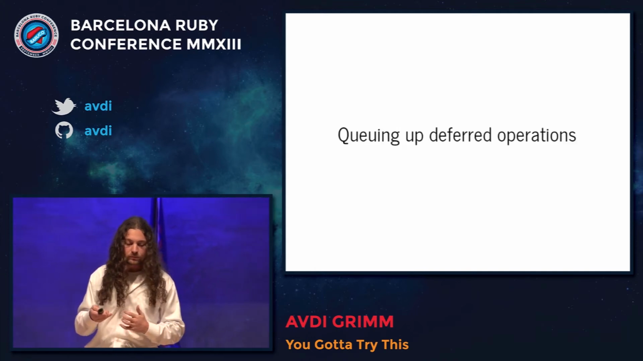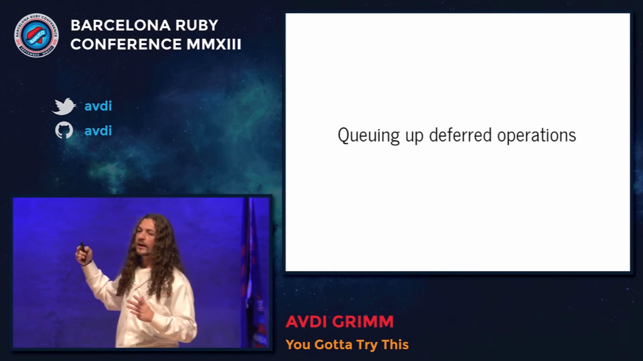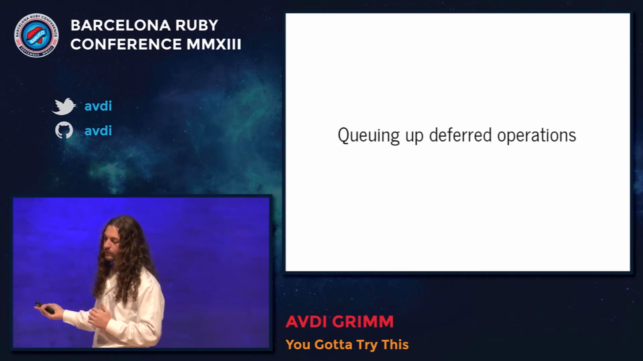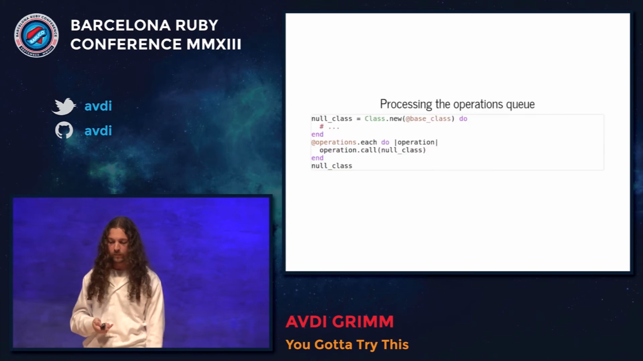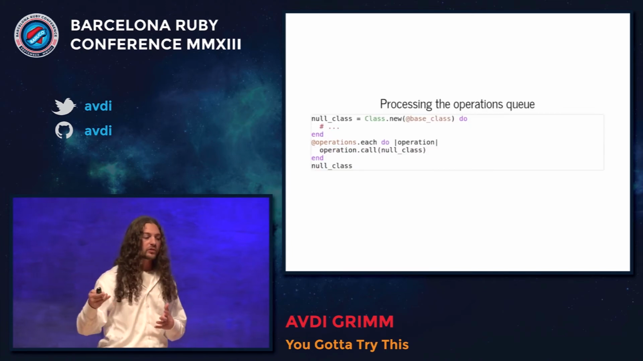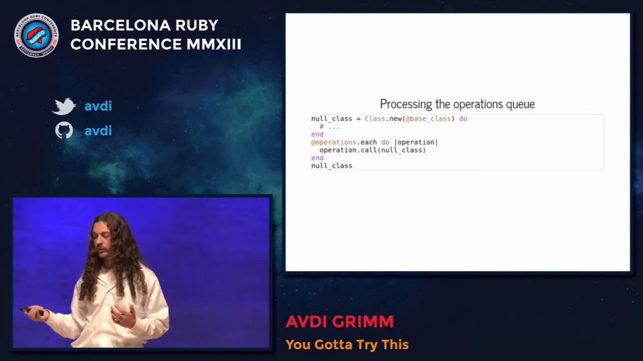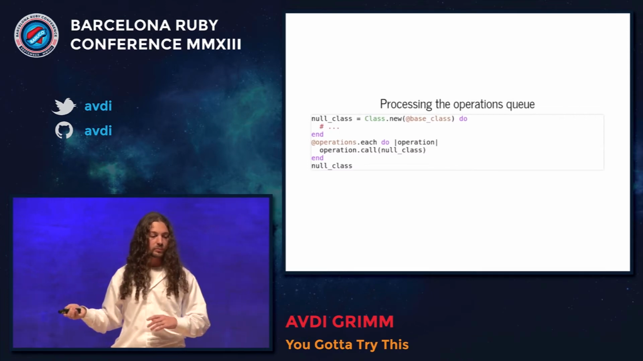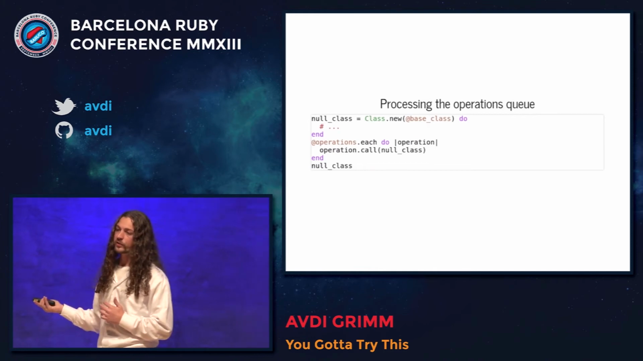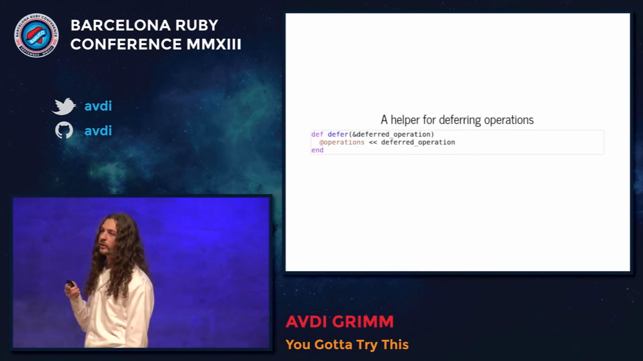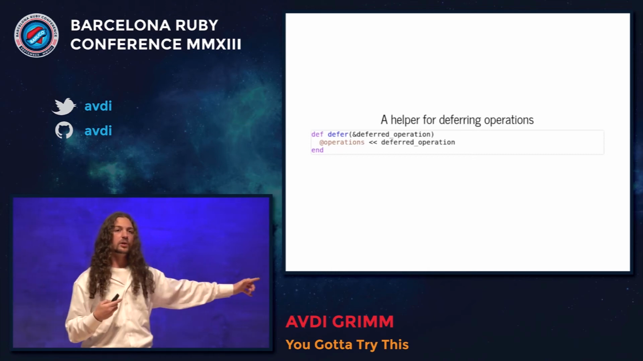And I realized at that point that I was going to have to queue up some deferred operations to be performed after the base class was determined. So I needed a queue of operations, which could just be an array. I needed to arrange to process that queue of operations once the class had been created, once that base class had been determined. So I created a loop. After the build block was done executing, I created a loop that would just loop through that queue of operations and invoke each one on the class that was being built. Finally, I created a little helper for deferring operations. This helper would take a block, convert that block to a proc, and stick that proc into the queue of operations.